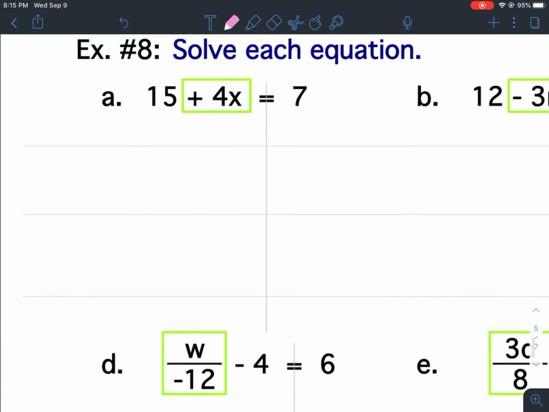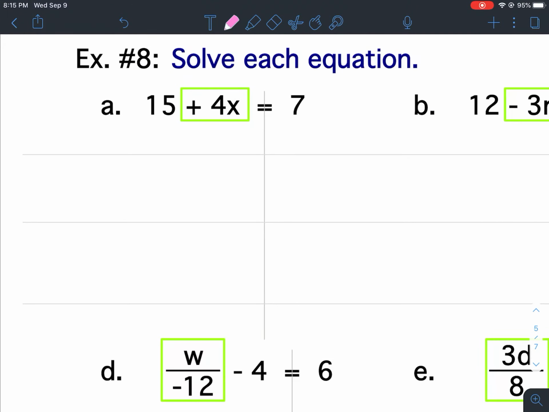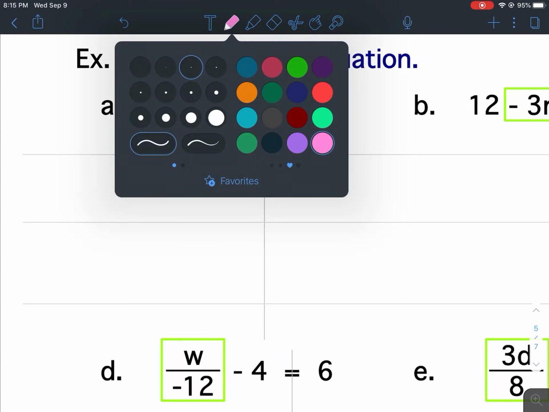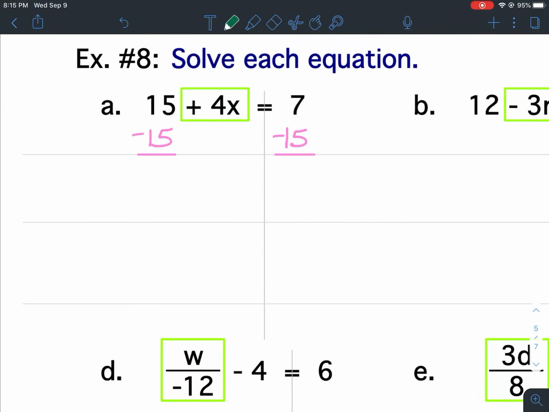Okay, let's start with example A. Remember, we're going to add or subtract first and then multiply or divide. For A, I need to get rid of the 4 and the 15. The 15 is outside of the box. That's what I'm going to get rid of first. So the opposite of positive 15 is negative 15. So I subtract 15 from both sides.